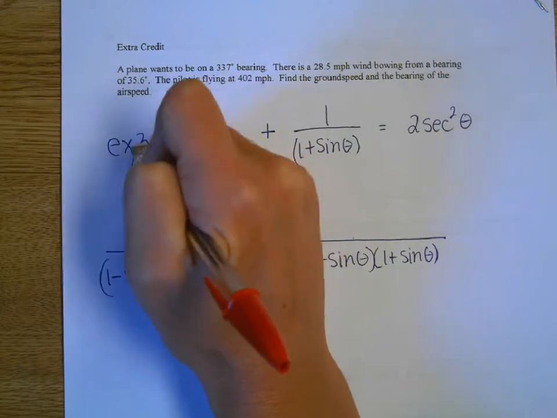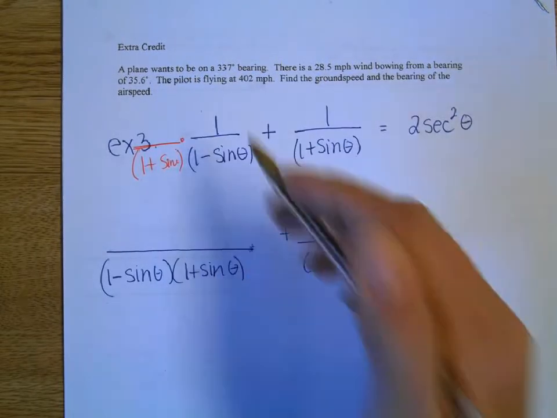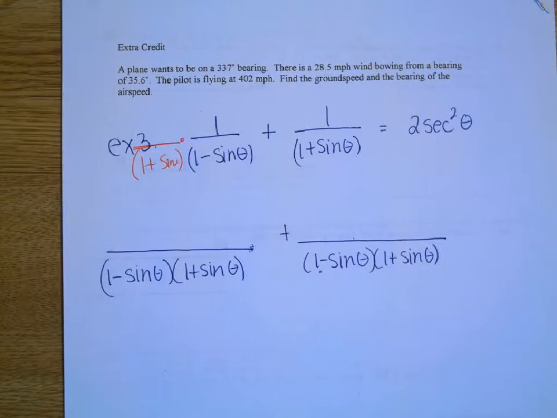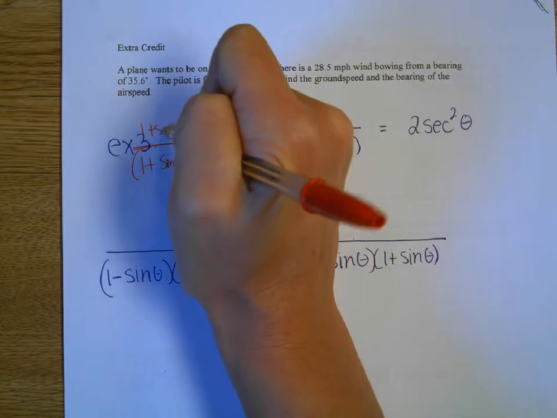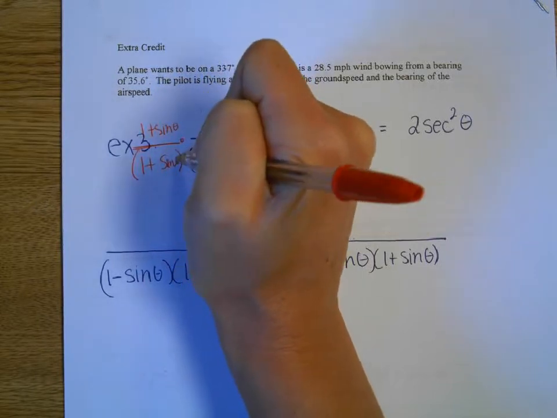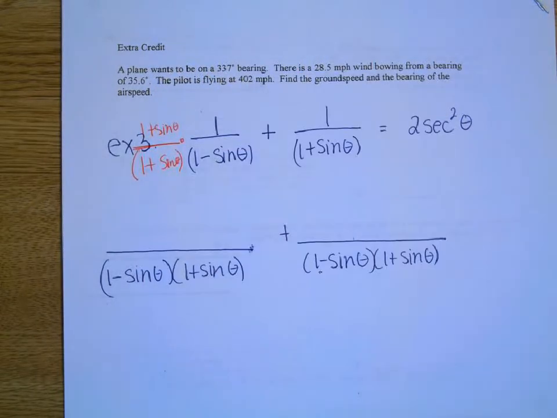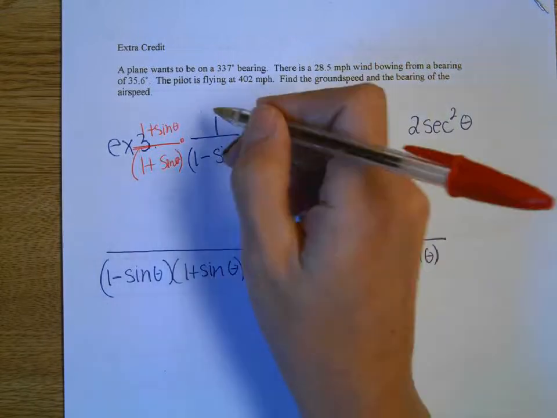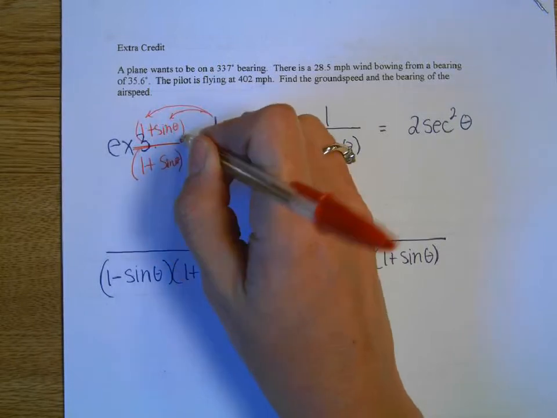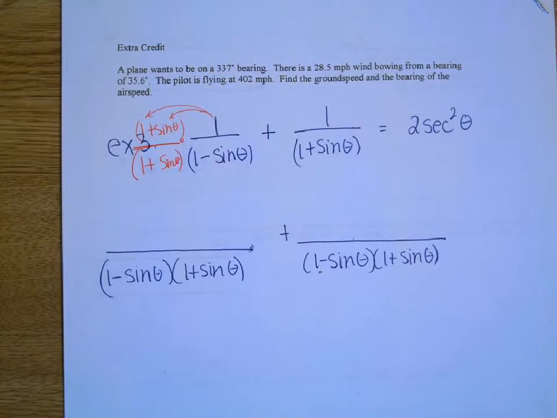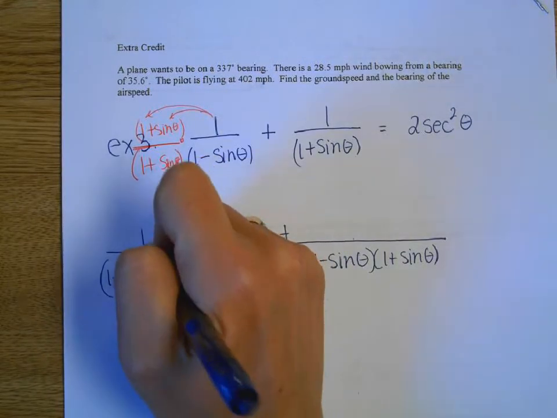That tells me what I have to multiply the numerator by, because I can only multiply by 1 and not change the value. So I multiply the top by 1 plus sine. Well, because I'm just multiplying by 1, and I distribute that in, what's my numerator going to be? 1 plus sine.